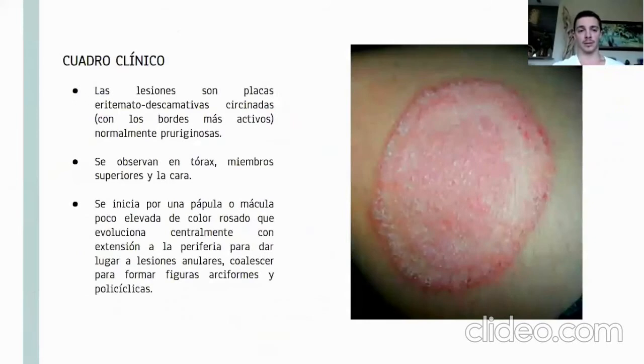Okay, the clinical signs: the lesions are circular, erythematous, scaly flakes that are usually itchy. They are seen on the thorax, upper limbs, and the face. It starts with a papule and or pinkish macula.